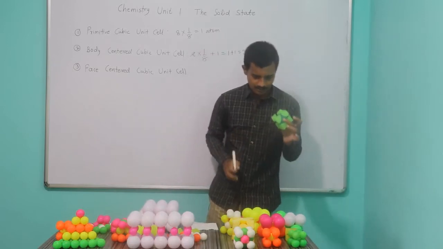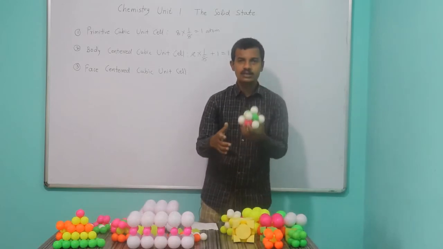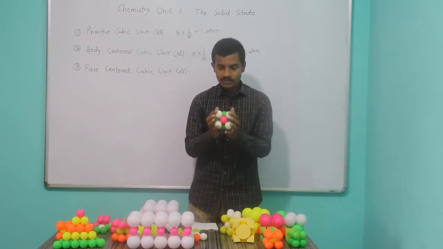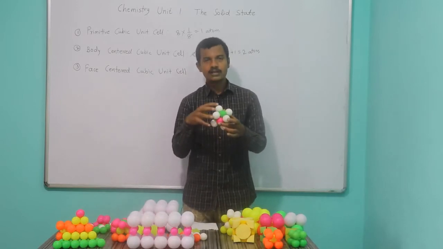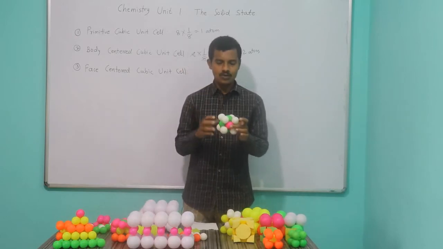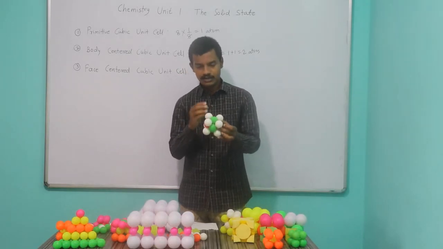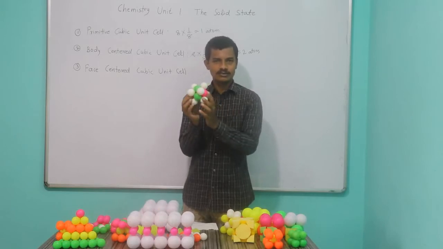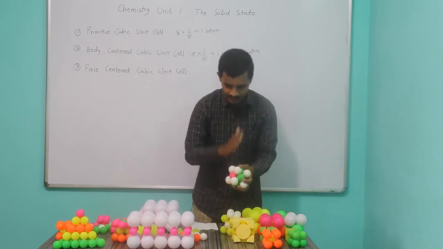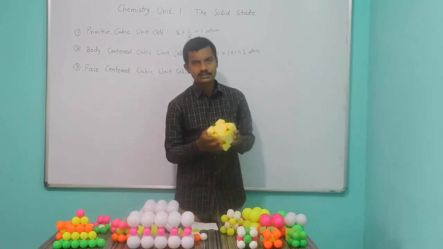Now the third structure is the face centered cubic unit cell. How is this formed? Look at this. 8 atoms are present at 8 corners. This white ball shows the 8 corners, and there are a total of 6 faces. At each face 1 atom is present. These 4 green balls are present at 4 faces, and these 2 are at the right side and left side faces. If I cut these atoms at 6 faces, then what type of structure is formed? This type of structure is formed.